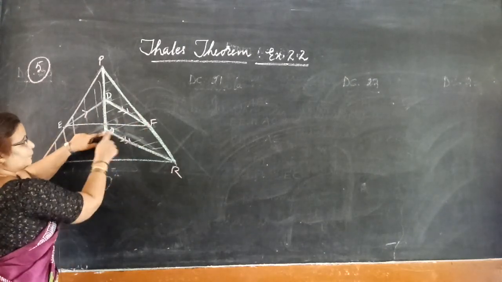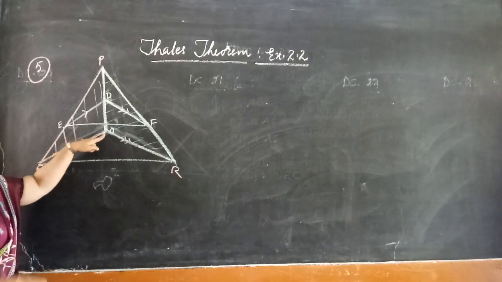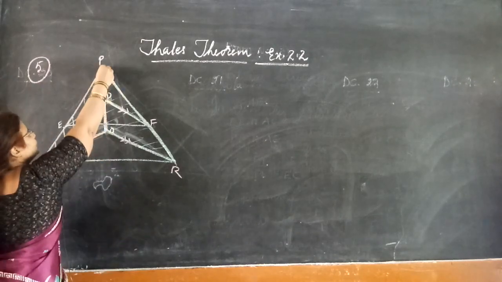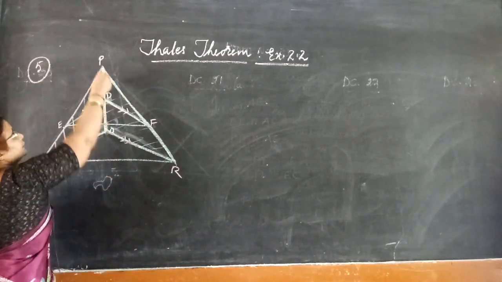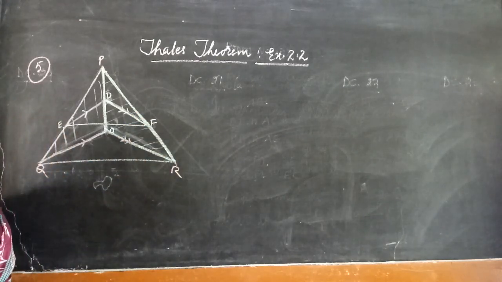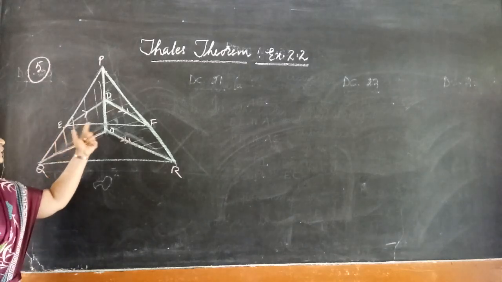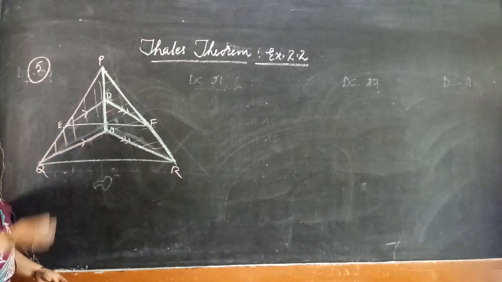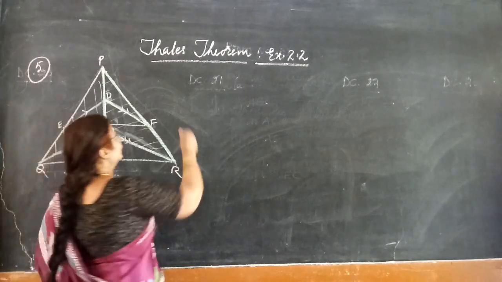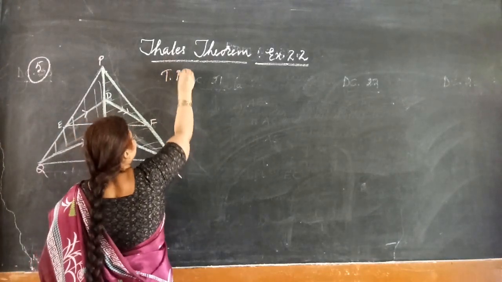If DF is parallel to OQ, again we can apply Thales theorem and say that the other two sides are divided in the same ratio. That is PD by DO is equal to PF by FR according to Thales theorem. When you apply these two, automatically you can identify EF is parallel to QR because the other two sides are divided in the same ratio. To prove that, I start.